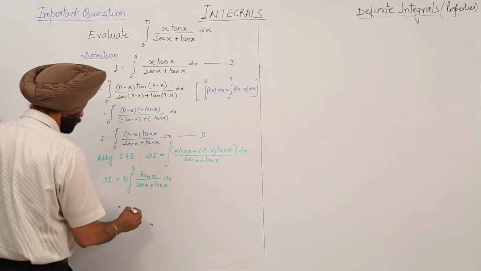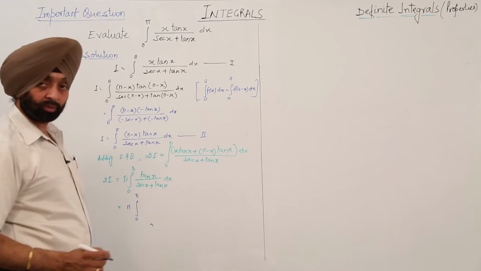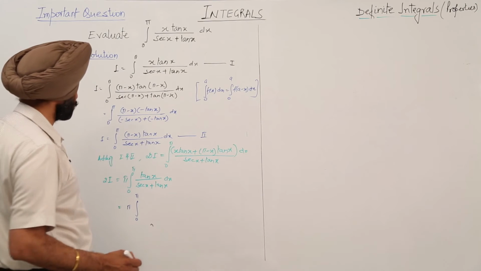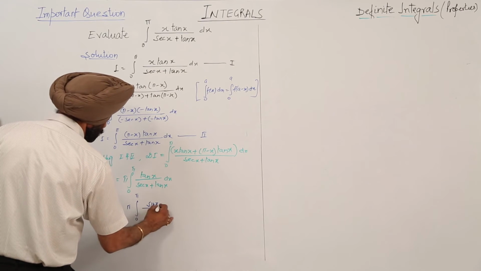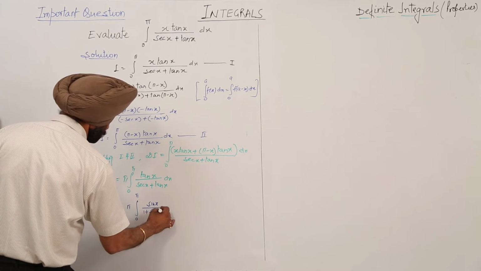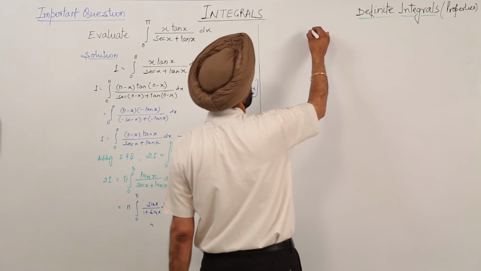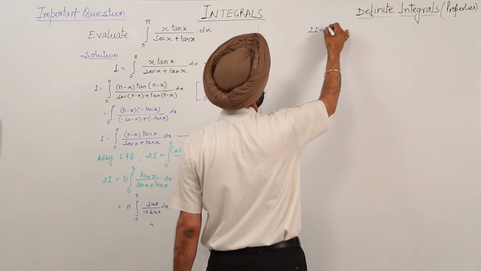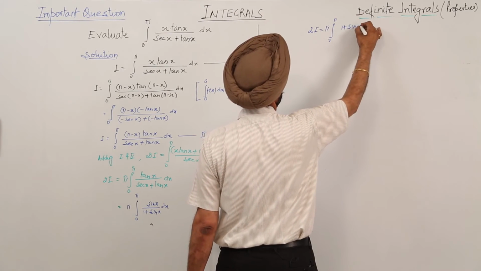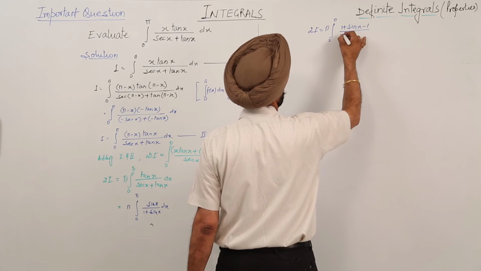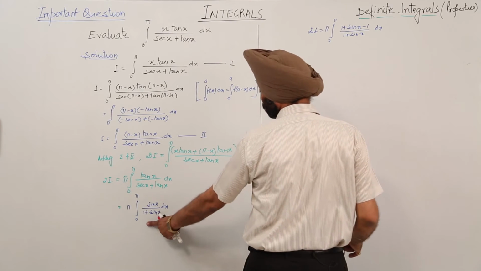Now to this what we can write is pi, integral from 0 to pi. Now tan x is sin x upon cos x, and secant x is 1 upon cos x, so we are having sin x upon 1 plus sin x dx. Okay, now 2I is equal to pi, integral 0 to pi of (1 plus sin x minus 1) upon 1 plus sin x dx, to this part.